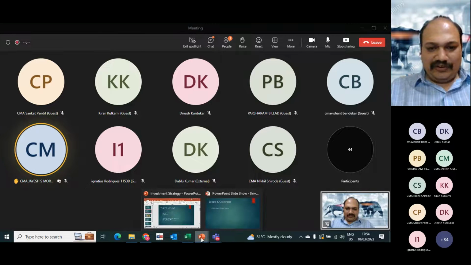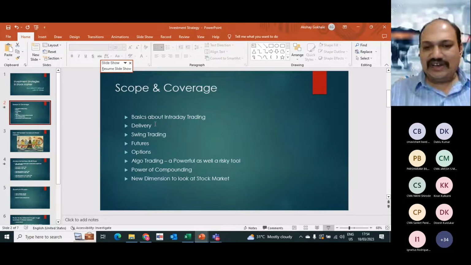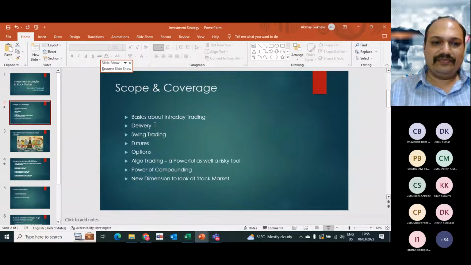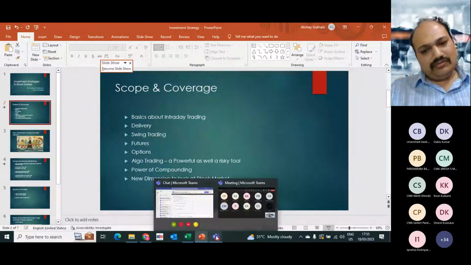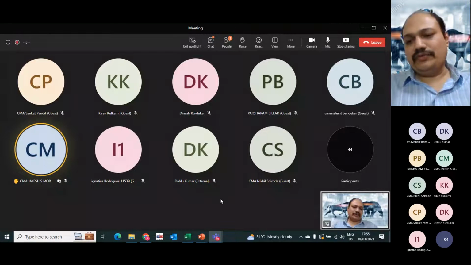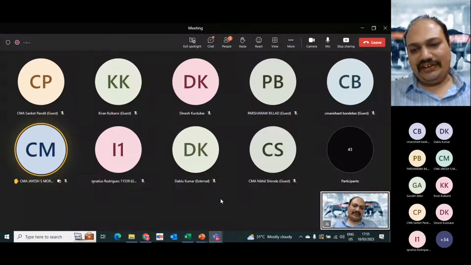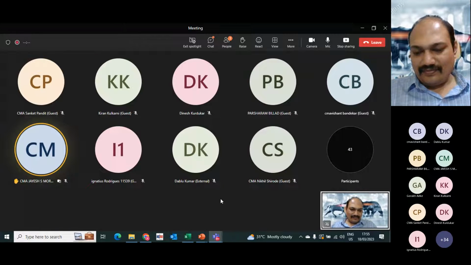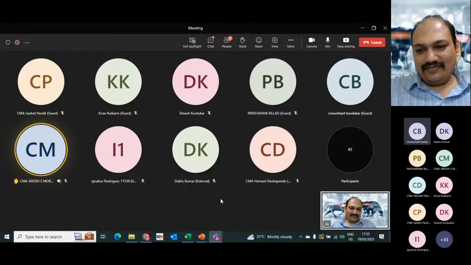Now, coming back to our next point, which is delivery. What do you understand by the terminology of delivery? What is delivery? Ownership is physically transferred from one investor to another investor.